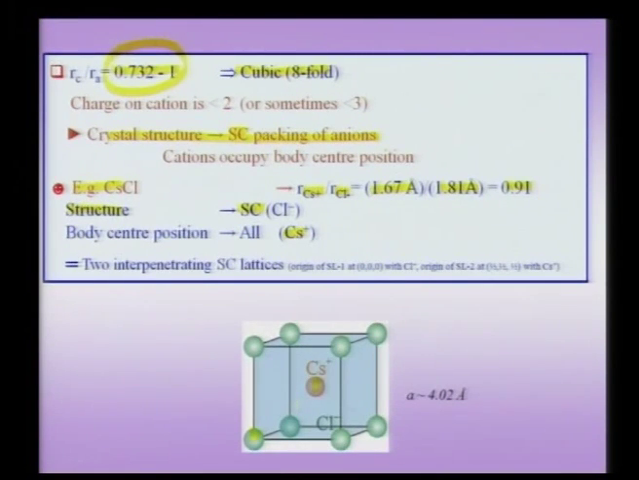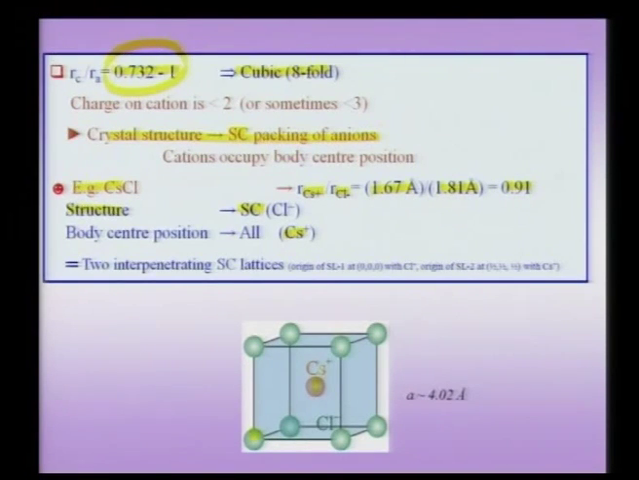We already know how to understand this crystal structure in terms of two interpenetrating simple cubic lattices, or simple cubic crystals. That means that I can have the origin of one of the sublattices at 0, 0, 0 and the origin of the other sublattice at half, half, half. One sublattice is preferentially occupied by chlorine ions, the other sublattice is occupied by cesium ions.